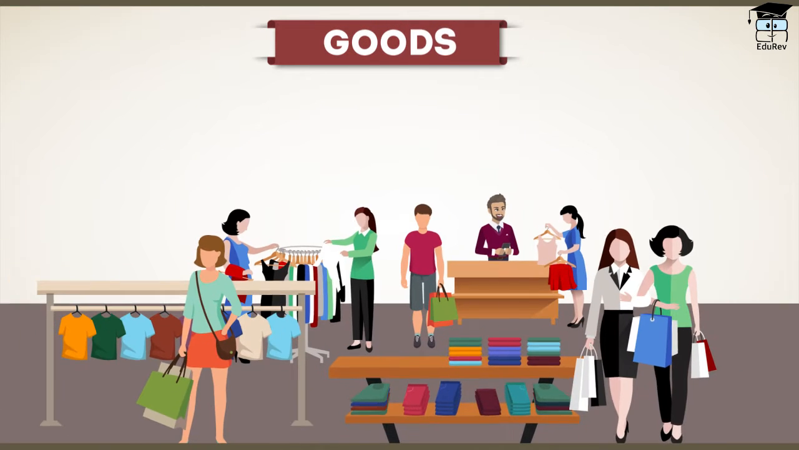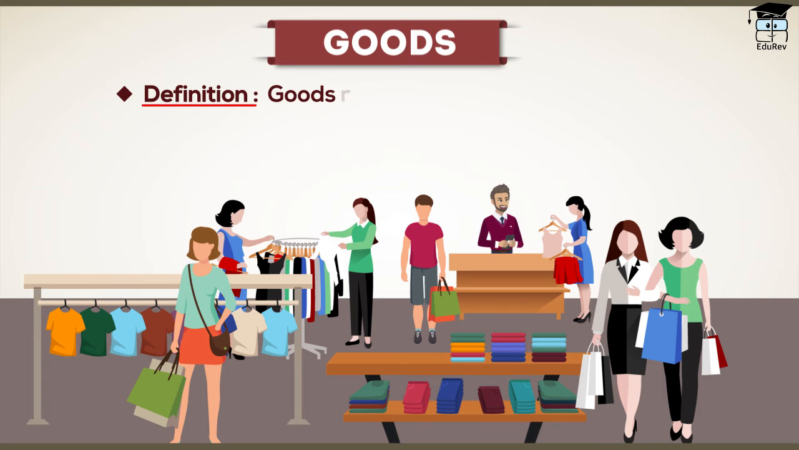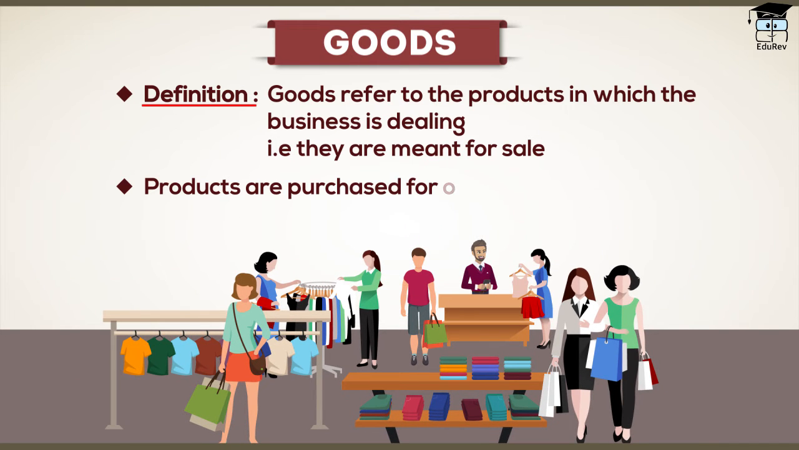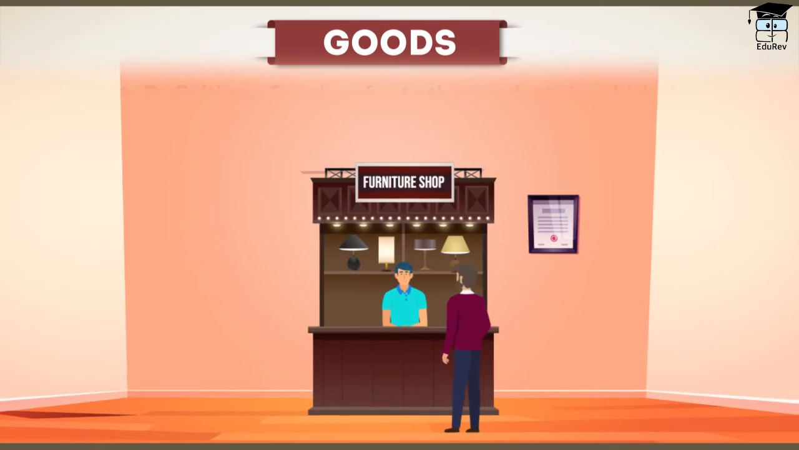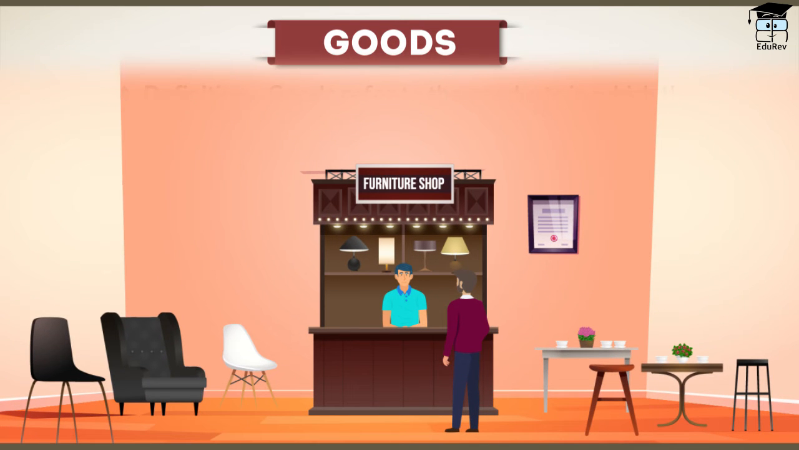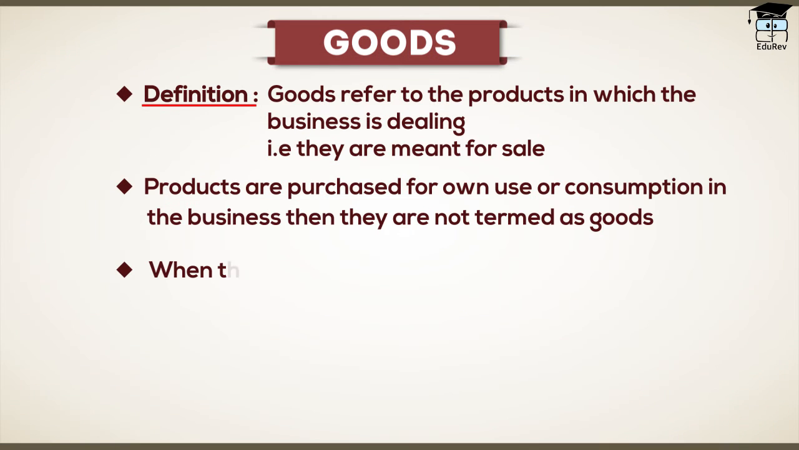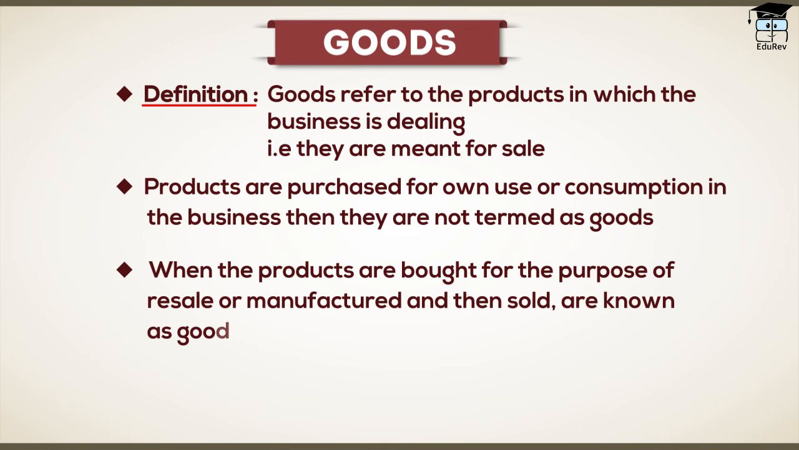Now, Mr. Raj deals in clothes and in accounting, these clothes will be treated as his goods. Basically, goods refers to the products in which the business is dealing, that is, they are meant for sale. Over here, do remember that if the products are purchased for own use or consumption in the business, then they are not termed as goods. So when Mr. Raj purchased furniture for his business, it is not goods for him since it was to be used in his shop, but at the same time, for a furniture dealer, chairs, tables, etc. are goods because he is dealing in the same. So when the products are bought for the purpose of resale or manufactured and then sold, they are known as goods.